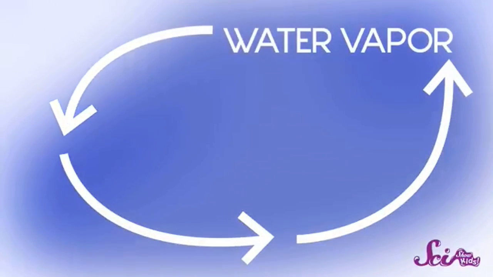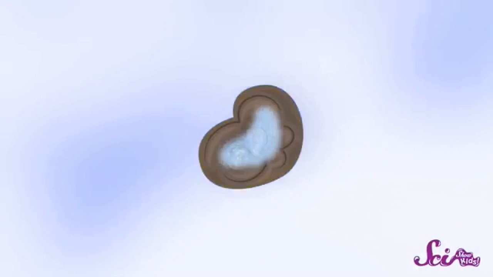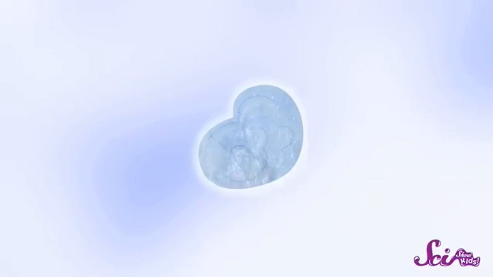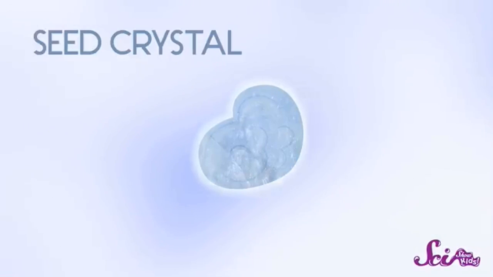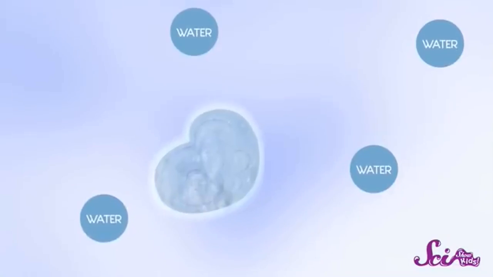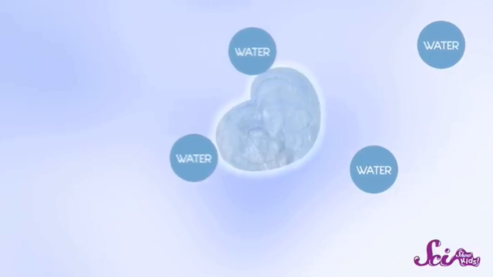Up there, water in the form of gas, called water vapor, freezes around a piece of dust or pollen that's just floating around in the cloud. This forms what's called a seed crystal. And seed crystals can become snow crystals if conditions inside the cloud are just right. As the seed crystal bumps around inside of the cloud, lots of particles that make up water stick to it.